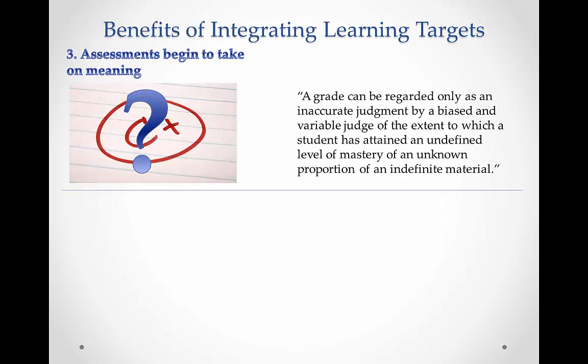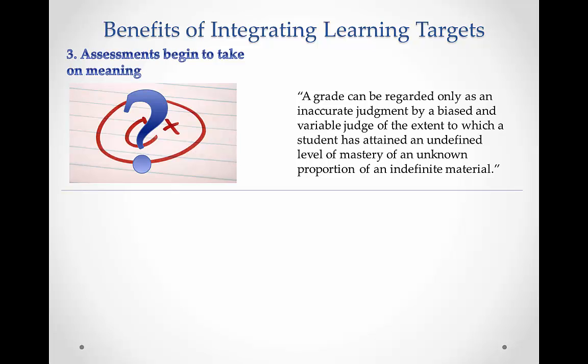Paul Dressel put grading this way: a grade can be regarded only as an inaccurate judgment by a biased and variable judge of the extent to which a student has attained an undefined level of mastery of an unknown proportion of an indefinite material. In other words, grades are often only minimally reflective of a student's actual ability, much less useful to the student, teacher, administrator, or parent.